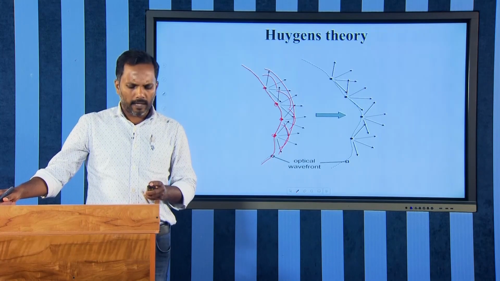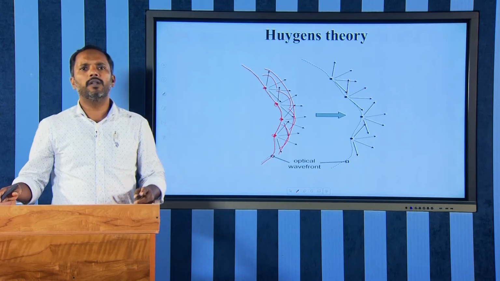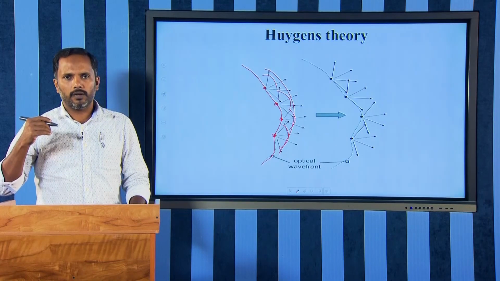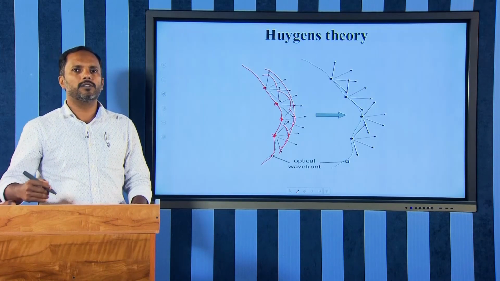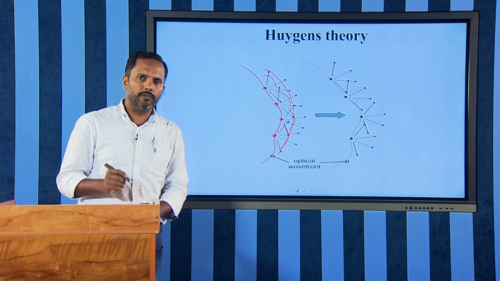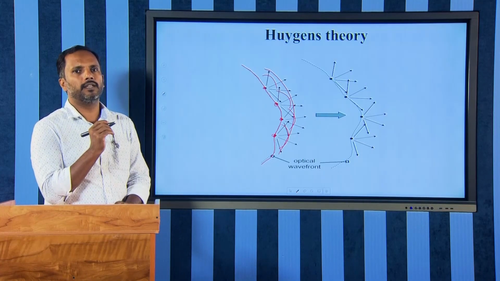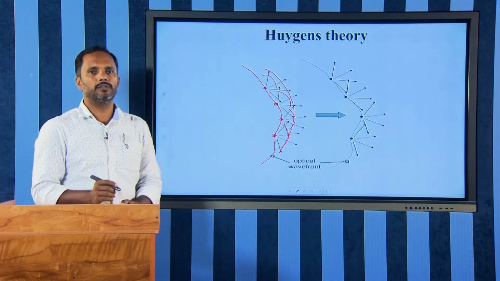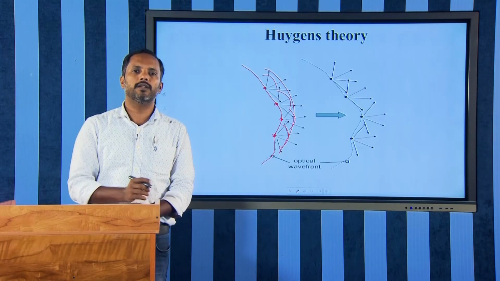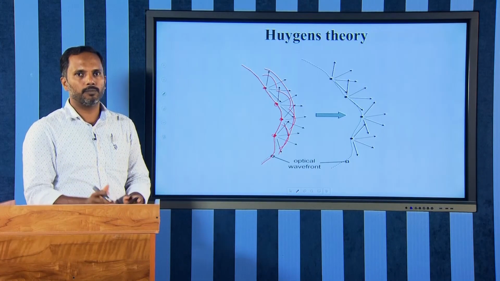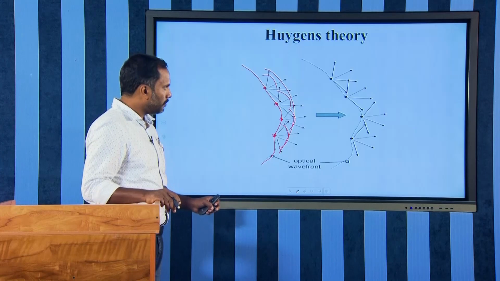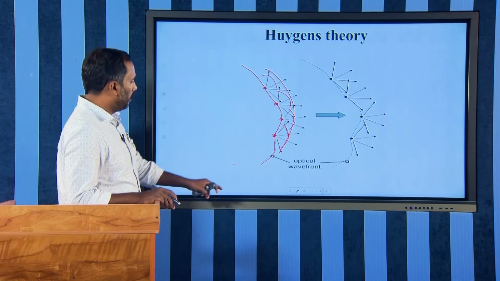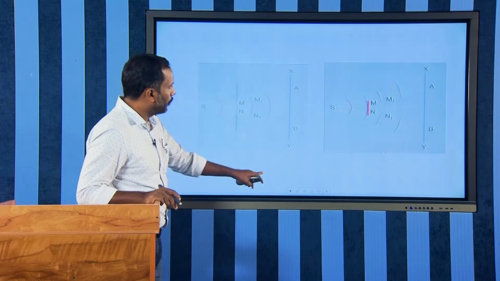So according to the Huygens theory, each point in a progressive wave produces a secondary wave, and the envelope of those secondary wavelets gives rise to the position of the secondary wavefront. So this is the concept of the Huygens theory. This is how light propagates in the form of wavefronts. That is exactly what Huygens explained.